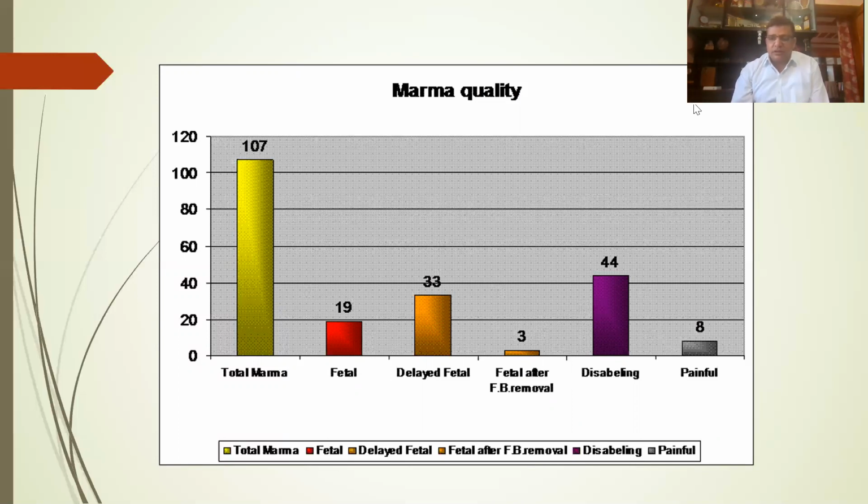And the 44 Marma points are of the disabling type category, that is, injury leads to disability: Vaikalyakar Marma. And the 8 Marma points are of the painful type, that is, there is some pain when the injury occurs at these 8 Marma points. Some pain may persist for a longer duration.